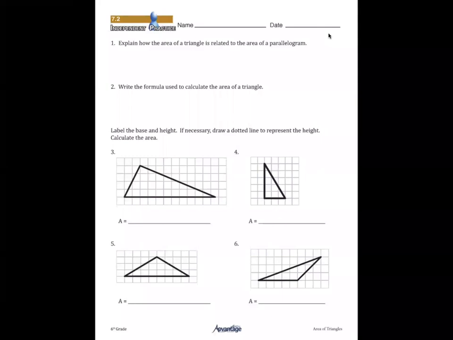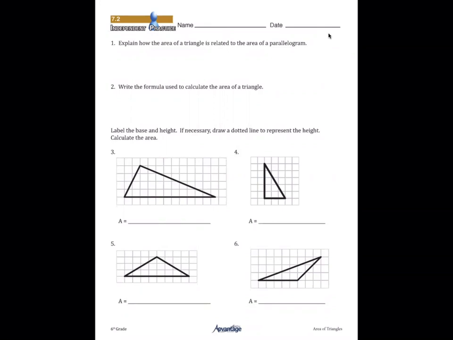Okay, so here is your independent practice today, guys. You need to do both sides, independent and school home, just like yesterday. So question 1 wants you to explain how the area of a triangle is related to the area of a parallelogram. I explained that in the beginning of the video when I gave you the formula. So if you want to go back and re-listen to that, the answer's there on the video. Number 2 wants you to write the formula used to calculate the area of a triangle. I wrote that at the beginning of the video as well.